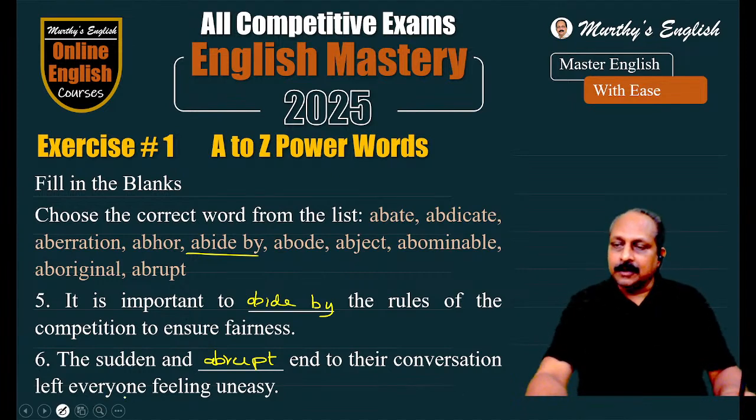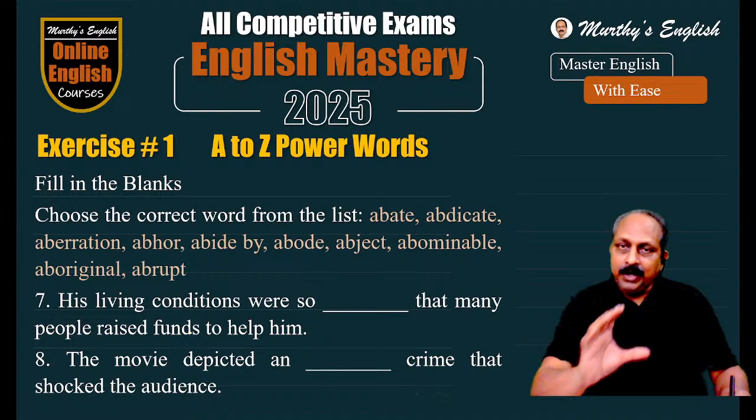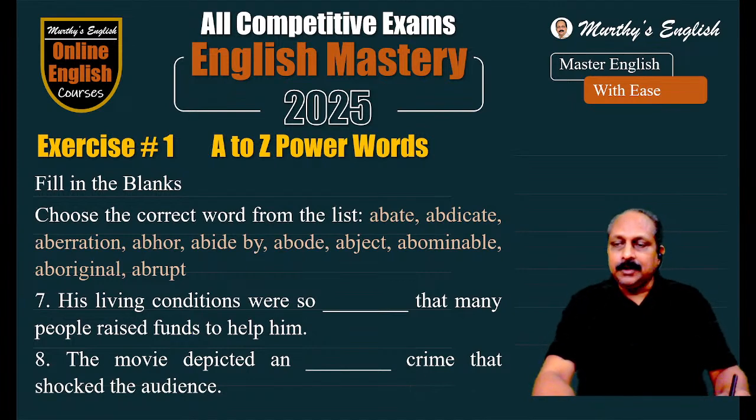Only one student has answered. Yes, now I see one more. Go to sentence number 7. His living conditions were so blank that many people raised funds to help him. When you read a sentence that demands a filler, demands a particular word, first you read and understand the context, then choose the appropriate word. His living conditions were so what? That many people raised funds to help him.